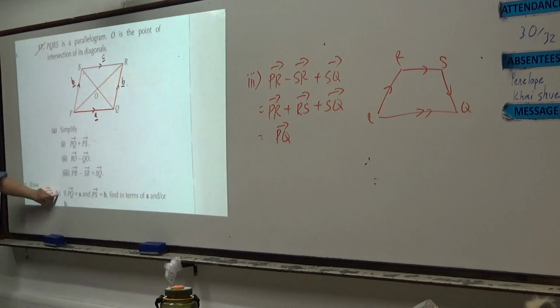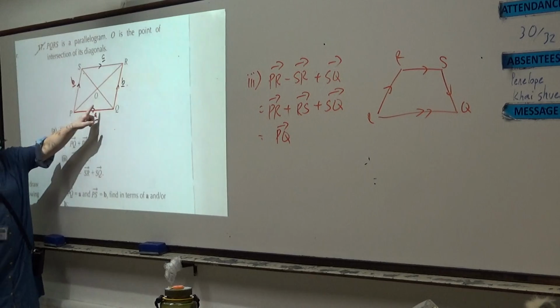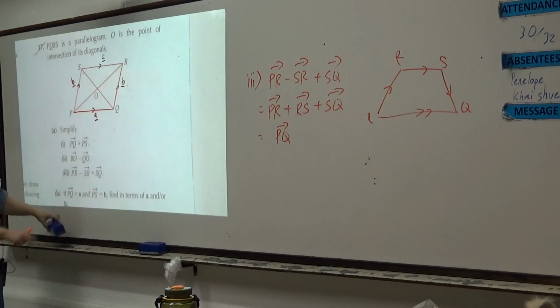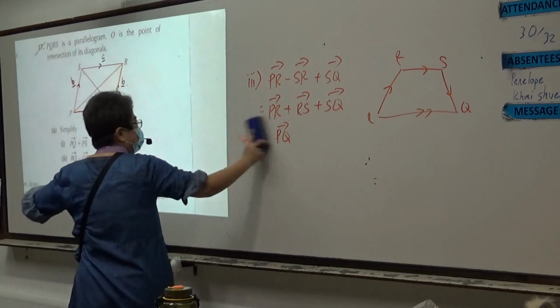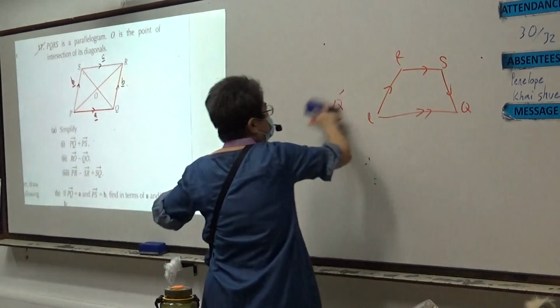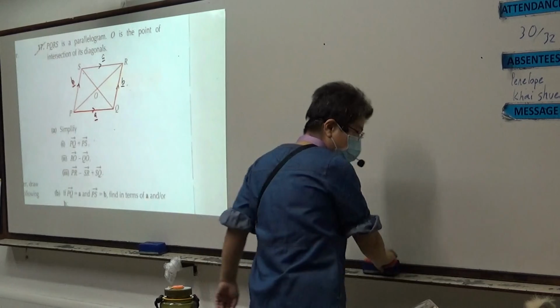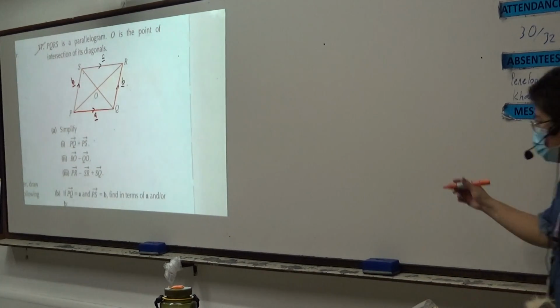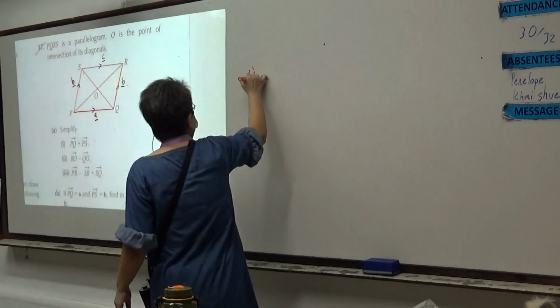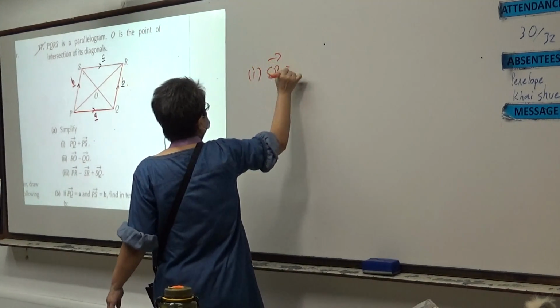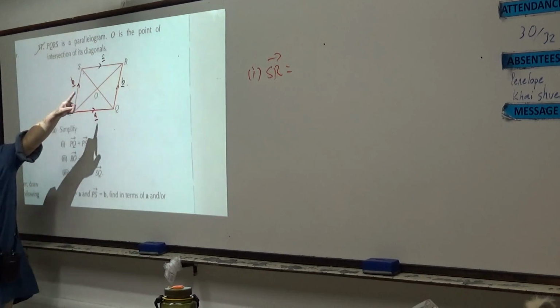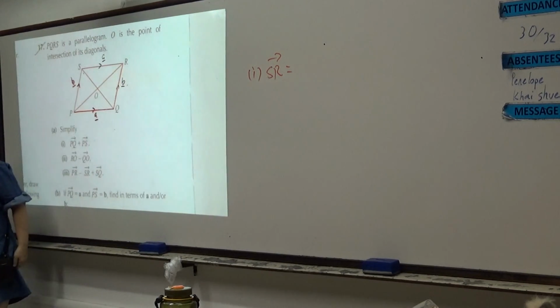Now, if PQ is A and PS is B, find in terms of A and B. Okay, I'm going to write the question here so that you can see the diagram. Okay, first question. SR. One of you tell me, look at that, SR is what? A.